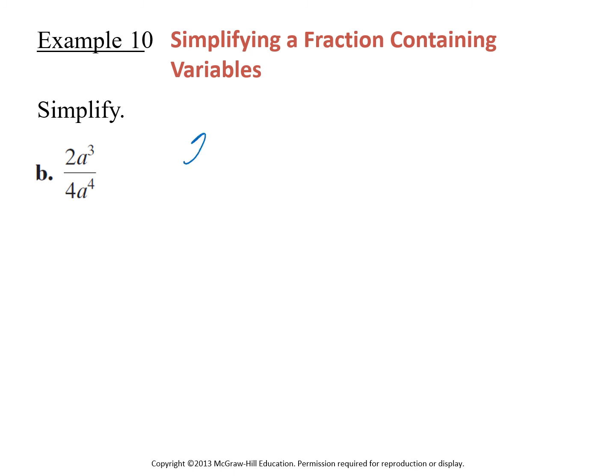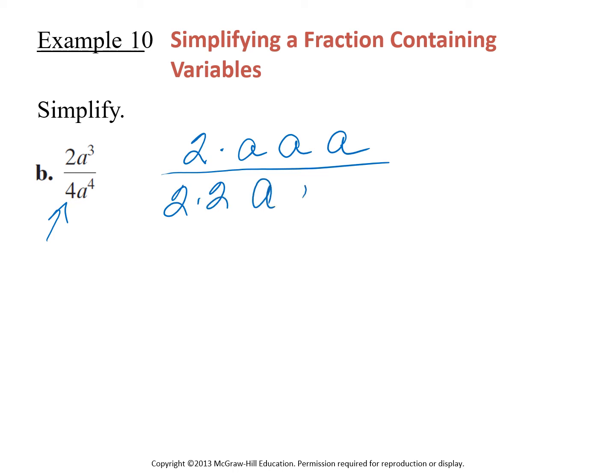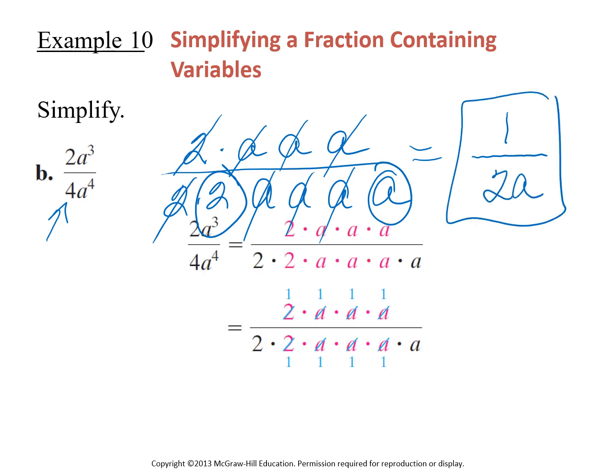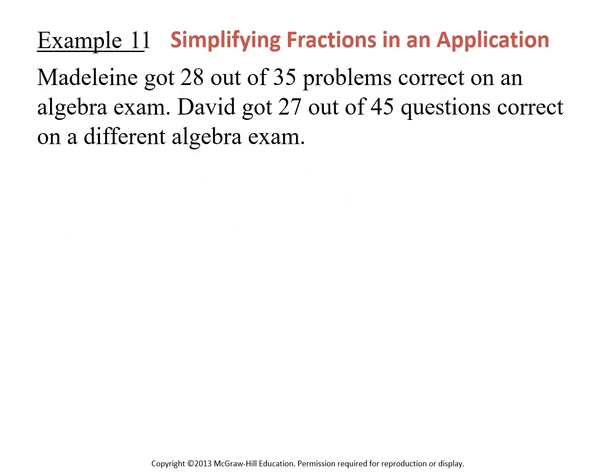Here I have 2, and a to the 3rd power is a times a times a. In the denominator, I'm going to rewrite 4 as 2 times 2, and a to the 4th power. So 2 divided by 2 cancels to 1, a divided by a divided by a divided by a. So it seems like everything's canceled from the numerator, but we need the 1 there to hold the place so that we know that the 2a is in the denominator.